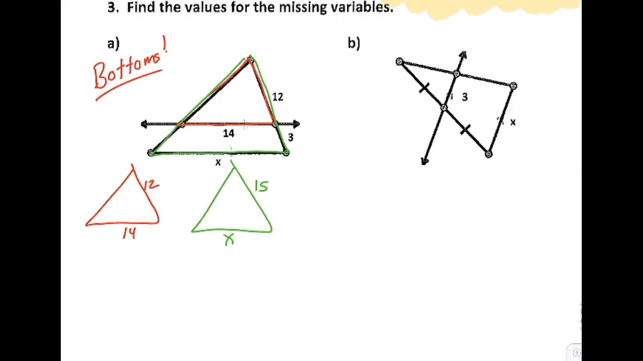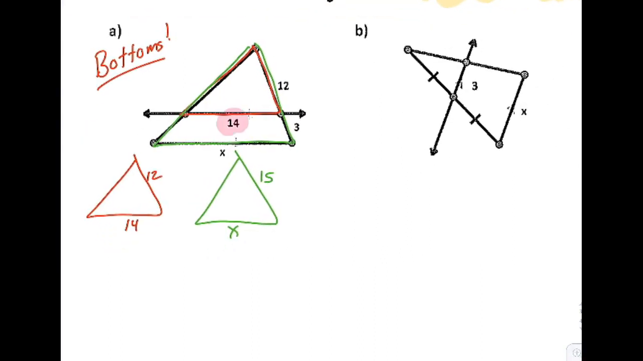Anyway, beginning of 29. Again, there are bottoms labeled here. When you do the bottoms, you can't do the side splitter theorem. So you can't just say something over something equals something over something, because you're dealing with bottoms. So in that case, you have to redraw the triangles. So I have the small one and the big one. Just make sure you know the side of the big one is 15, which means you could have 12 over 14 equals 15 over x. You could also have 12 over 15 equals 14 over x. Both of those would work.